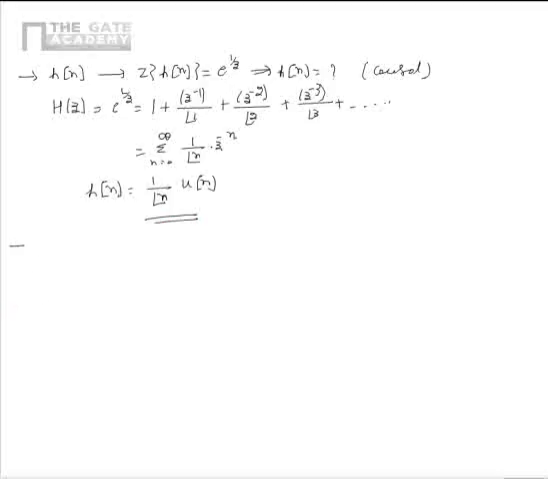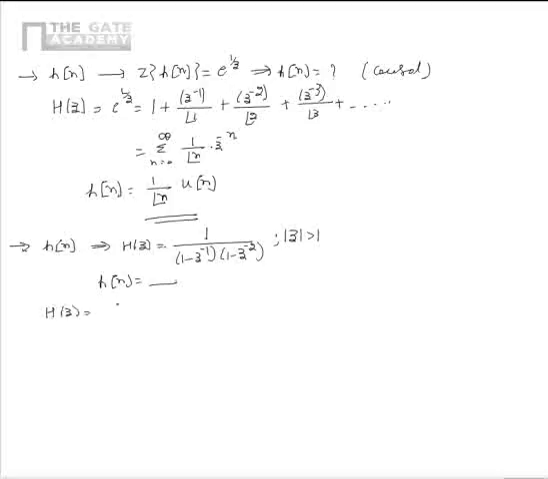Now, let us consider another problem as per which it is given that the impulse response of an LTI system is h(n). From this, the system function of the LTI system is H(z) equal to (1 - z^-1) multiplied by (1 - z^-2) with the ROC as |z| > 1. We need to find h(n) from this.